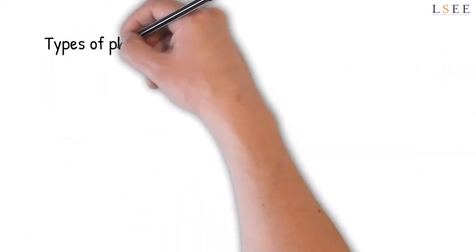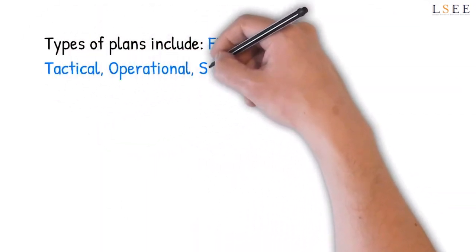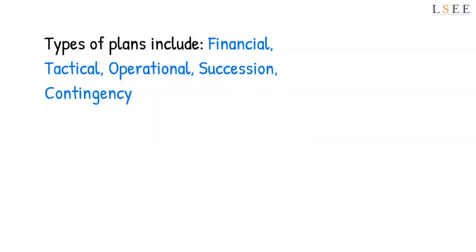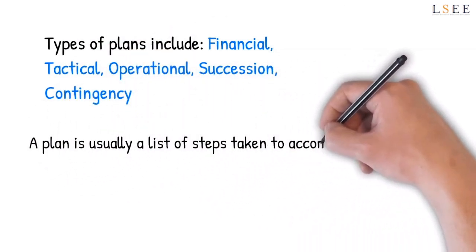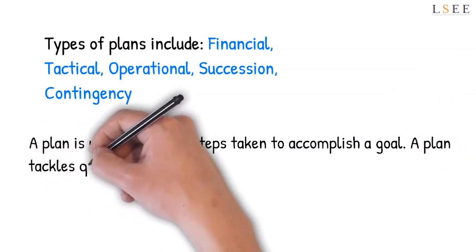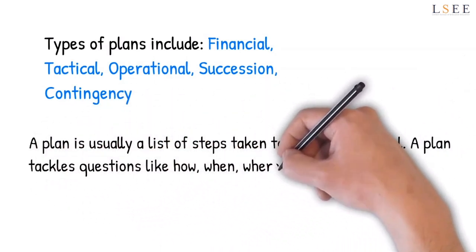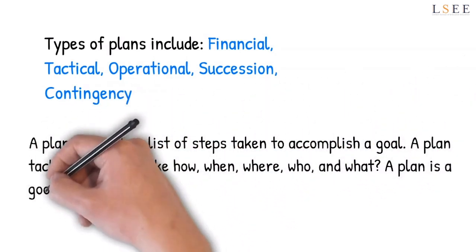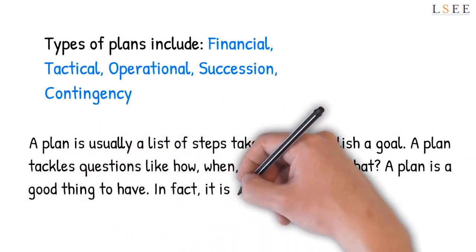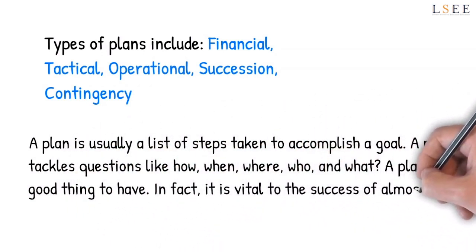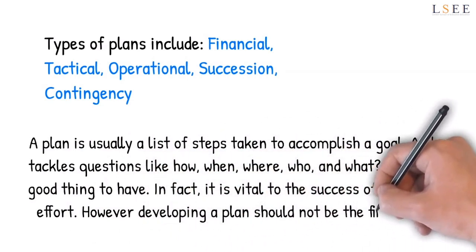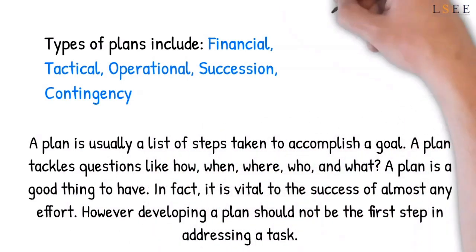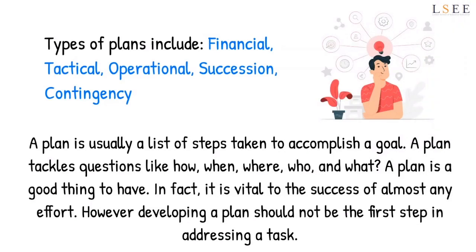Types of plans include financial, tactical, operational, succession, contingency. A plan is usually a list of steps taken to accomplish a goal. A plan tackles questions like how, when, where, who, and what. A plan is a good thing to have. In fact, it is vital to the success of almost any effort. However, developing a plan should not be the first step in addressing a task.